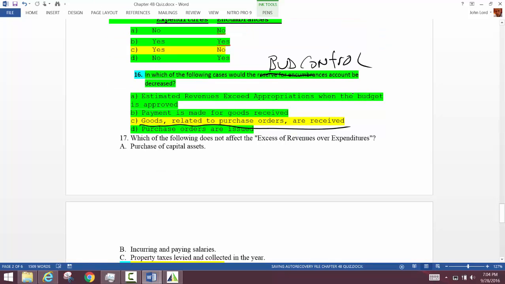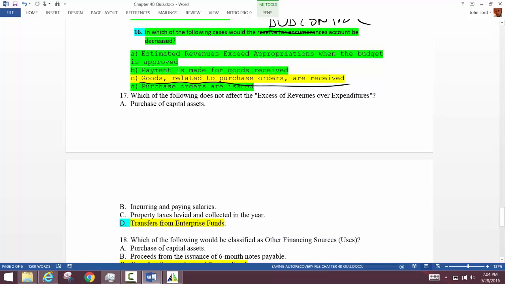Okay, good. What number are we on now? 17. Which of the following does not affect the excess of revenues over expenditures? Remember, guys, I put a star next to that item. I said that was like the operating income, and I was absolutely going to ask you a question about that. Here it is. That is before we get to the non-operating section, which is the section that has our other financing sources and uses, isn't it? Right? Okay. So transfers are not going to affect the operating income, the excess of revenues over expenditures, right?